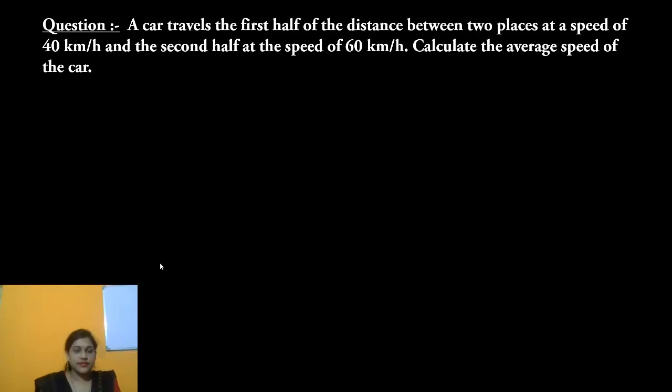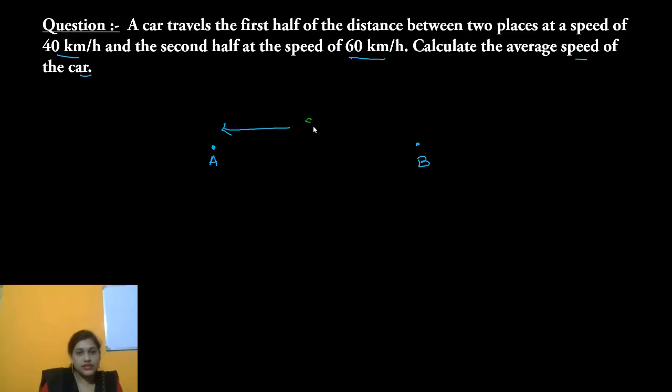This is the next question. A car travels the first half of the distance between two places at a speed of 40 km per hour, and the second half at a speed of 60 km per hour. Then calculate the average speed of the car. This is another concept based on average speed, and this is our last question. Suppose this is point A, our starting point, and this is the ending point. A car travels from this point to this point.